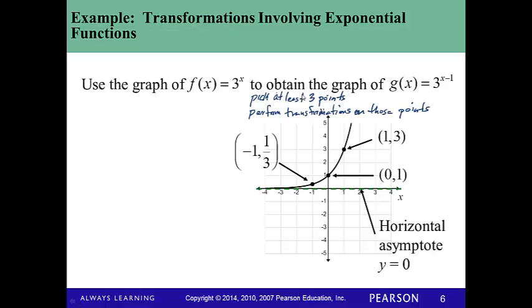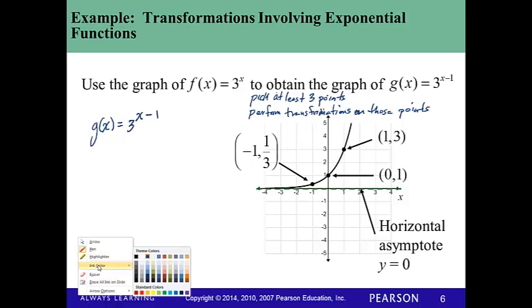I'm so sorry. So pick at least 3 points and then perform transformations on those points. This line that we see is the graph of f of x equals 3 to the x power. We must graph g of x equals 3 to the x minus 1 power.